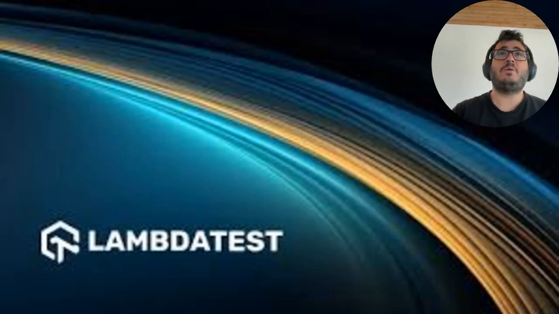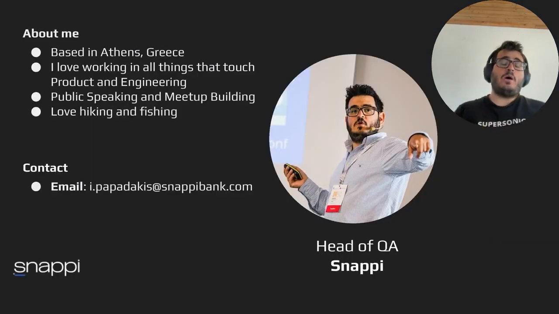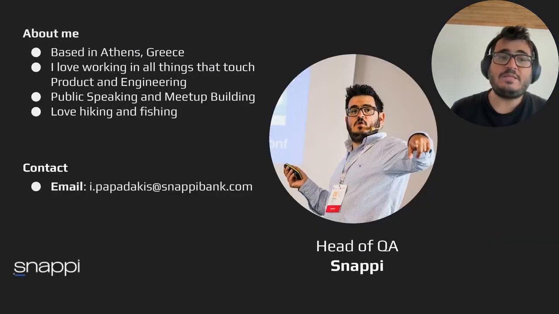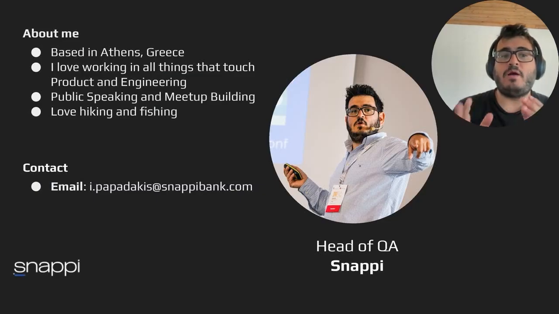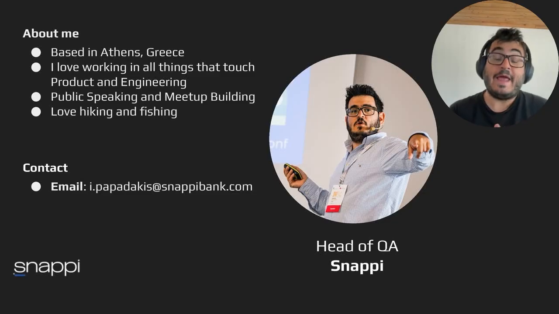But first things first, I'm going to talk a little bit about myself. I'm Yannis Papadakis. I'm based in Athens, Greece. I'm head of QA at Snappi. I really love working in all things that touch product and engineering. I really love public speaking. It's one of my passions.